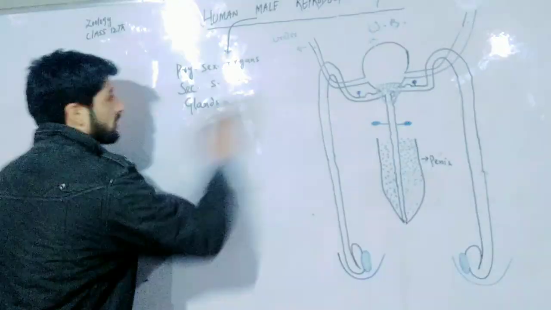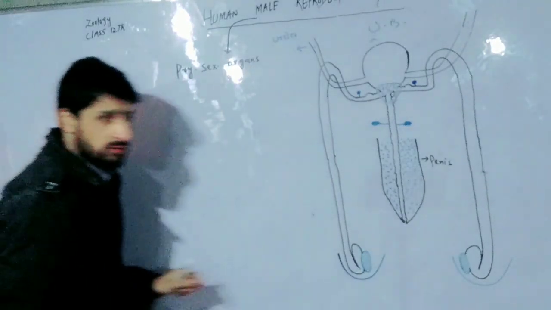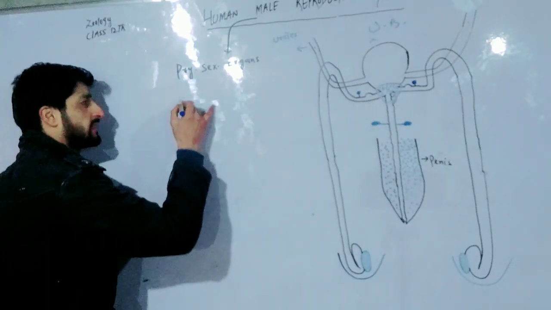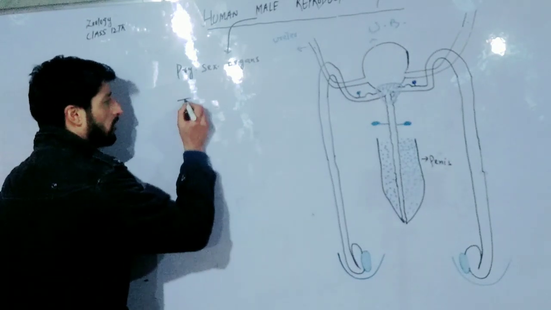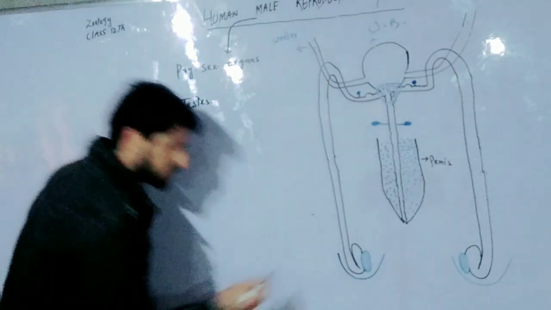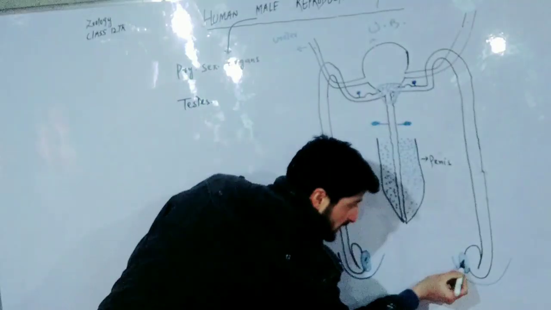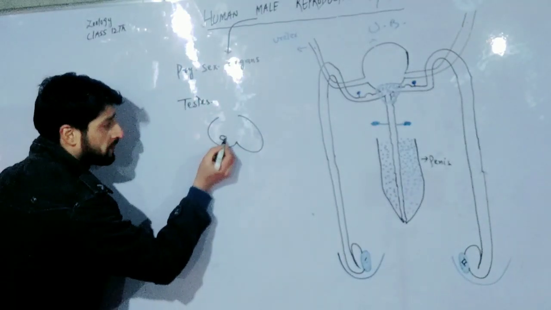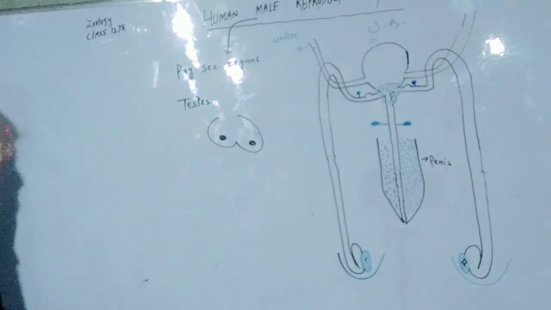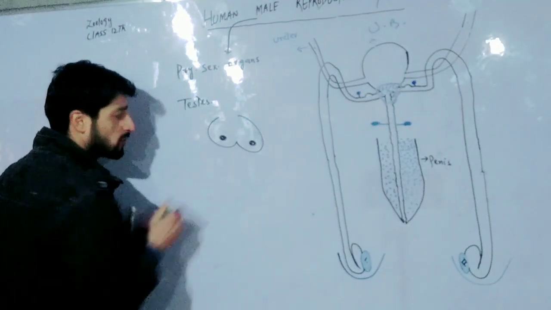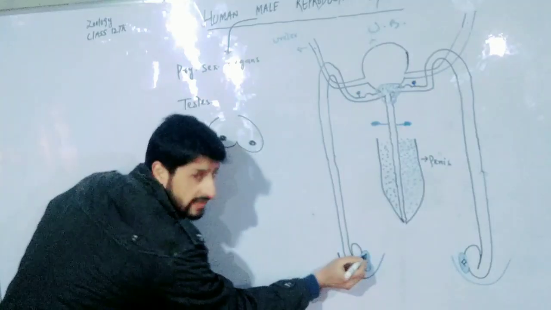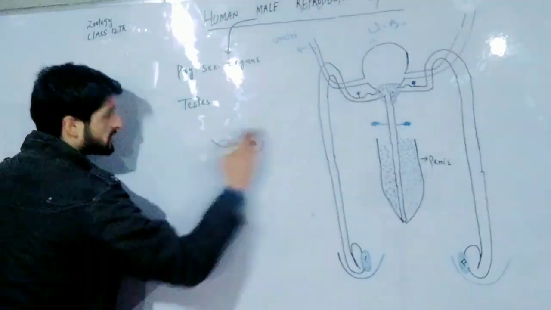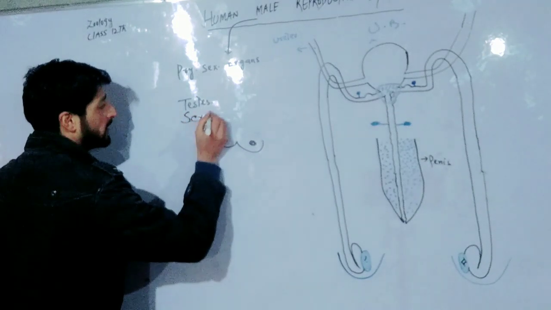Now, if we analyze the human male reproductive system, this human male reproductive system first of all contains testicles or a pair of testes. This is one testicle, this is second testicle. Actually, the testes are located in a special sac, and this sac here you call scrotum. So there is a testicle, and testicle is located actually in scrotum.